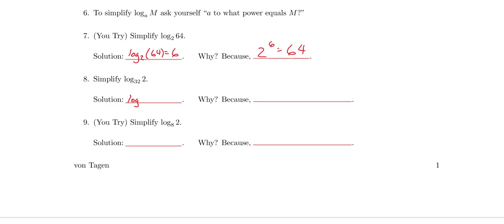We want to know the log base 32 of 2. This asks us the question, the base would be 32 to what power equals 2? And the answer is 32 to the 1/5 power is equal to 2. And so what is the log base 32 of 2? That asks the question, 32 to what power returns a 2? That power is 1/5.